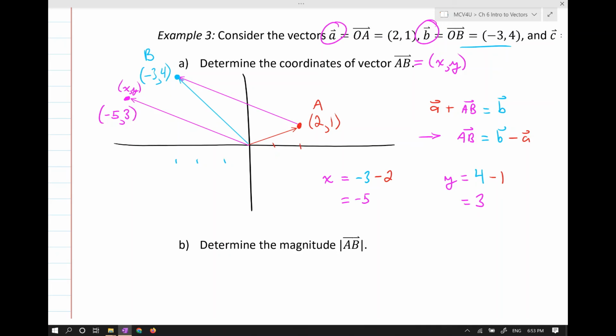Given our rough sketch, do we think it's possible that this point is -5, +3? I sure think so. I think it adds up. It makes sense right here. Fantastic work, folks. Now, let's try and find the magnitude of AB.